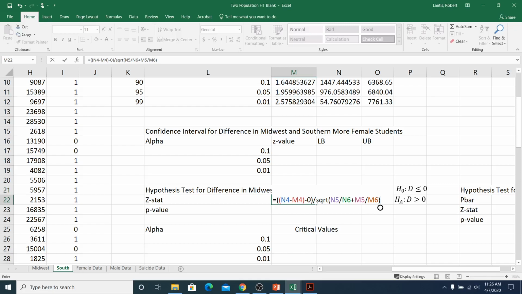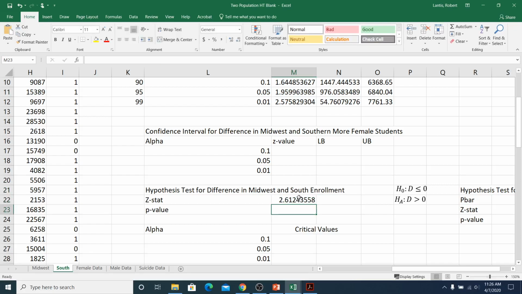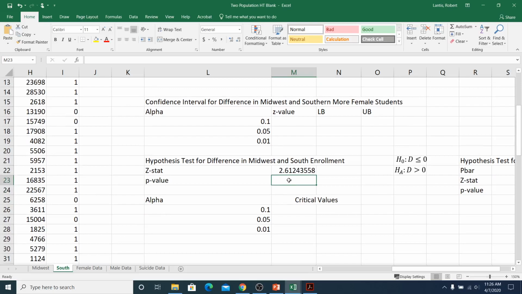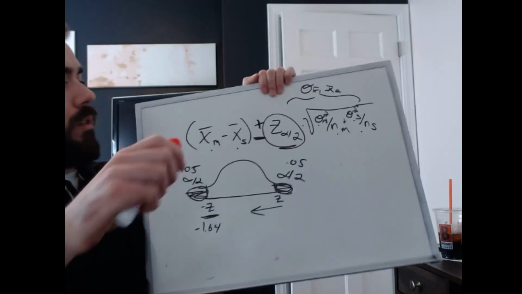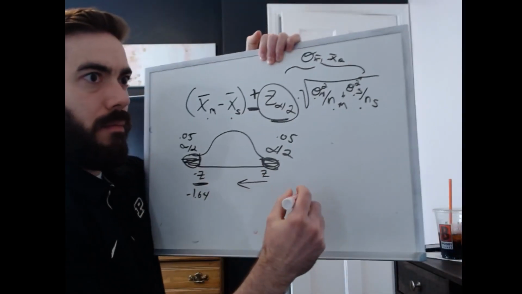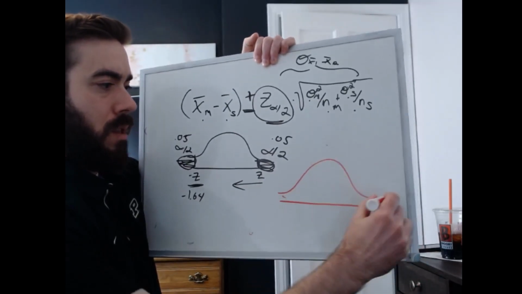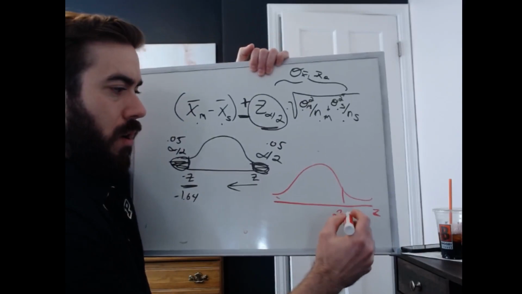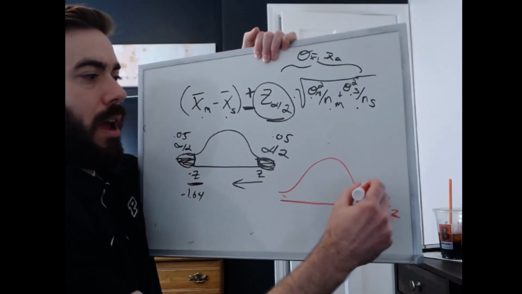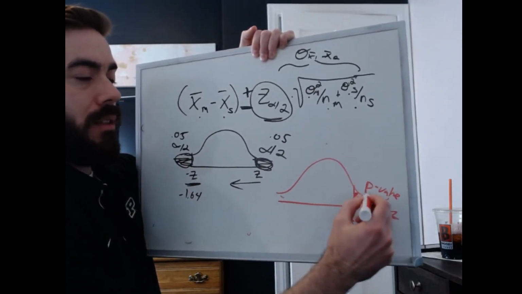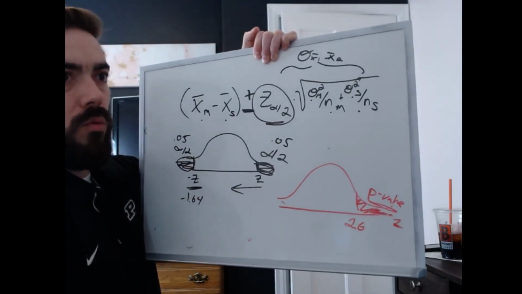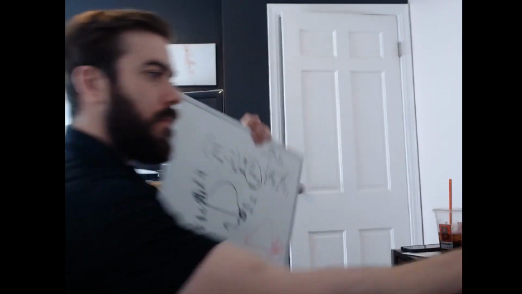This will be our test statistic. How do we find the p-value? Well, if this is a greater than or right-tailed test, when we're looking for the p-value, what we're really doing is, we've got 2.6. The area to the right, for a right-tailed test, is our p-value. So we want to find the area to the right of 2.6.